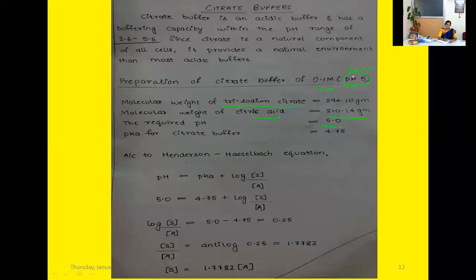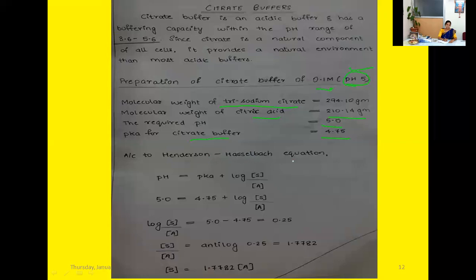They'll give you, perform the phosphate buffer of pH 7, or any one you are going to get, or prepare citrate buffer of pH 5, like that. Okay, next one is pKa for citrate buffer, it's 4.75, it is constant. All these things we cannot change, all these things are very constant and standard.